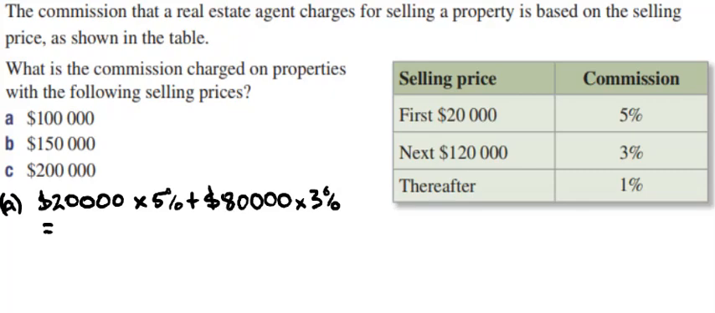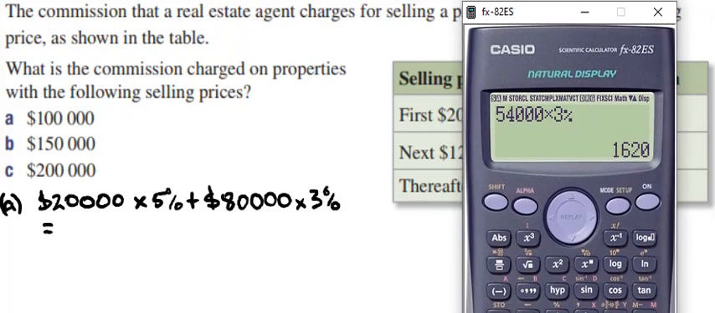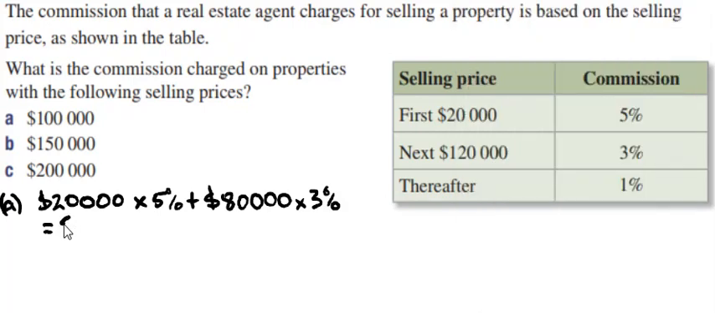So if we grab our calculator, we can do this all in one go. We have $20,000 times by 5% plus $80,000 times by 3%. Percent equals $3,400. $3,400.